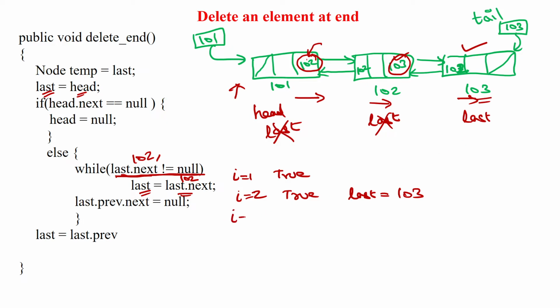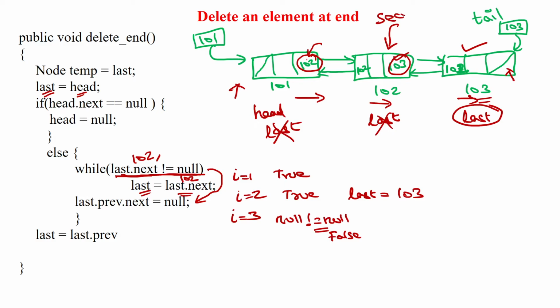Then again iteration number 3, last dot next. What is the last dot next? This field is null. So null not equal to null becomes false. If it is false, the loop comes out. So now this is the last node, 103. So for the last node, what is the procedure? This is the second last node.